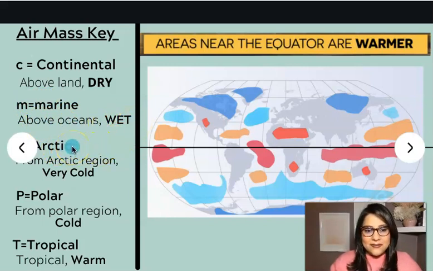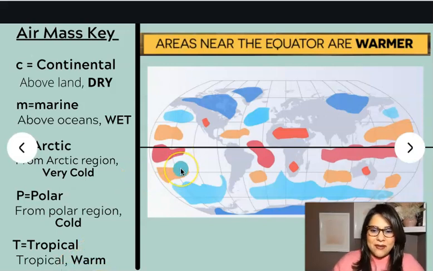Arctic, right, means that it is in the Arctic region or from the Arctic region. So it's very cold. And you have the symbol A or the letter A that represents that. The letter P represents polar, meaning that the air mass is from the polar region and it's cold. And T stands for tropical, which means that it's warm.